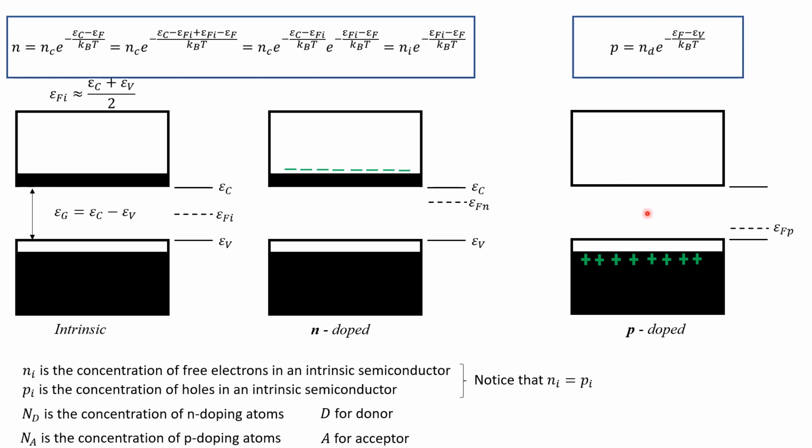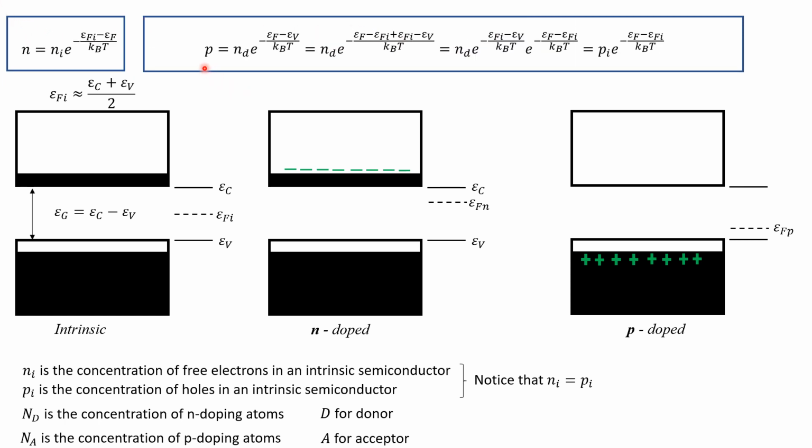The concentration of free electrons in a p-doped semiconductor is lower than the concentration of free electrons in an intrinsic semiconductor. And finally, notice that if we use this equation for the particular case of an intrinsic semiconductor, then the Fermi level has to take the value of the Fermi level of an intrinsic semiconductor. We're going to get exponential of 0, which is 1, and n will be equal to ni as expected.